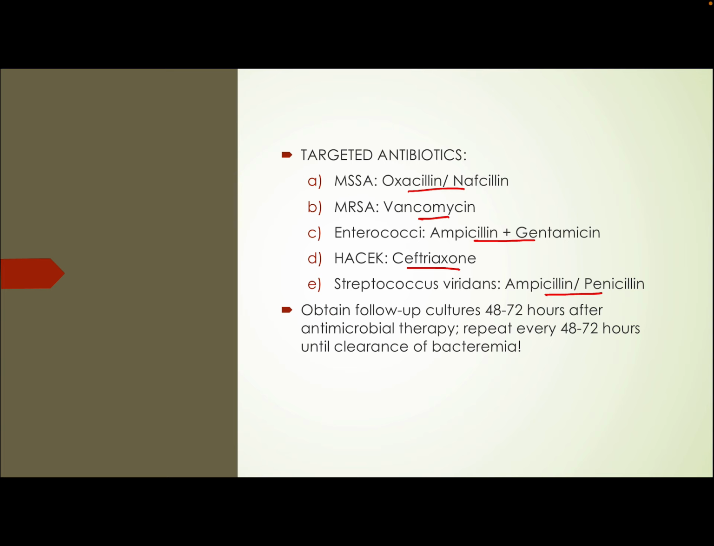Now this is important. We obtain follow-up blood cultures 48 to 72 hours after antimicrobial therapy, and this has to be repeated every 48 to 72 hours until the clearance of bacteremia, and when that clears, that is when we can stop our antibiotic regimen.